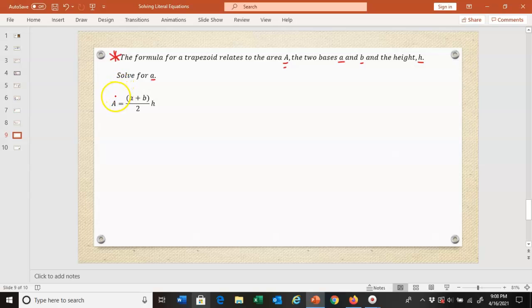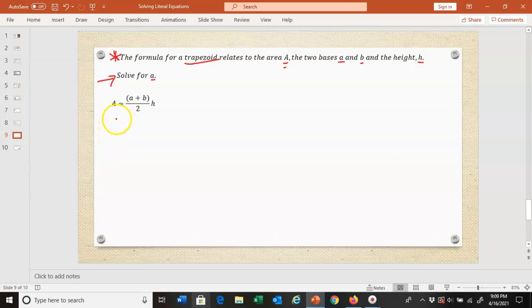Do we really care? Not really, because our goal for this particular problem is just to rearrange it, just to solve for a. So it's nice that they told us it's a trapezoid, but I don't want you guys to get bogged down in all that language and then get discouraged. Like, what are they asking me to do? Okay, solve for a. I got this. We're going to get a by itself.